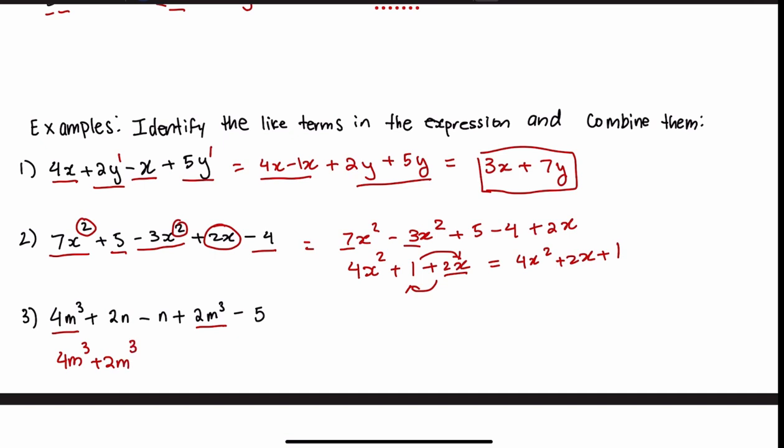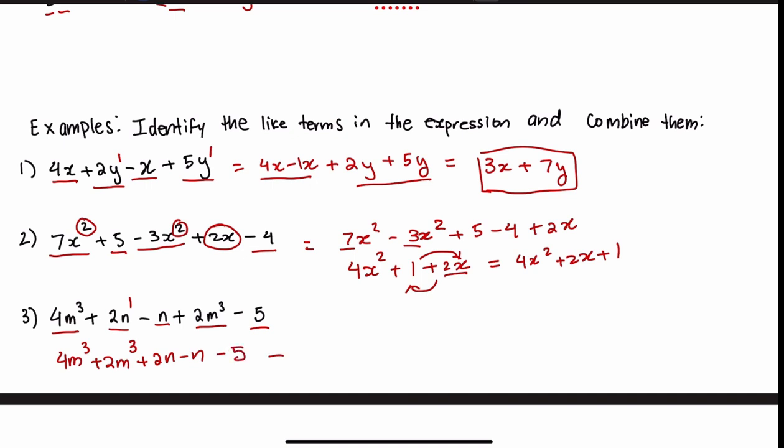Next, we can go look for our 2n to the power of 1. Can we also find another n to the power of 1 where we can combine them together? Yes, we can. We have 2n minus n. Now we have minus 5. We don't really have another number, a single number, so this is going to be minus 5.